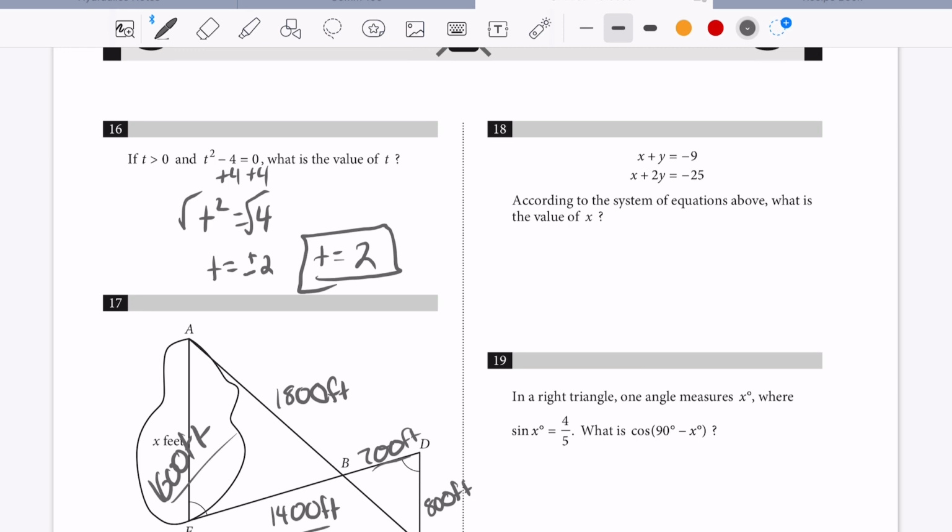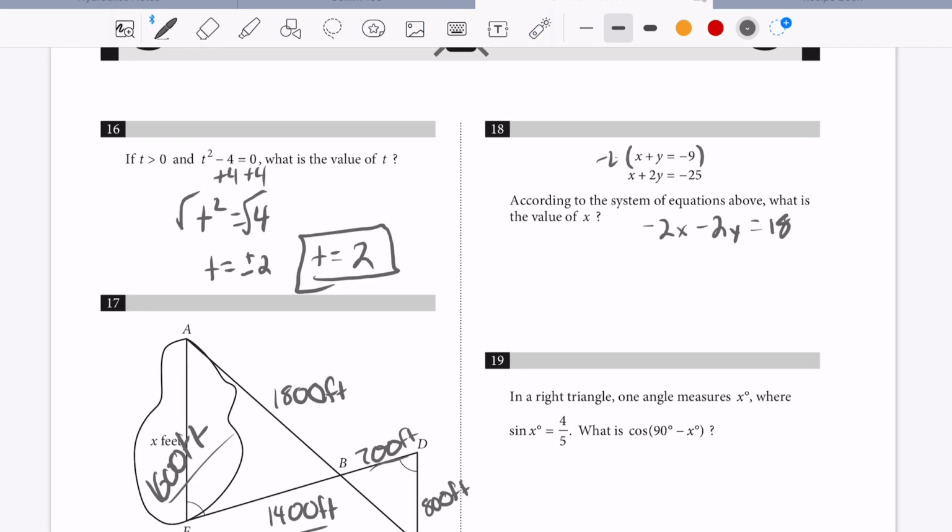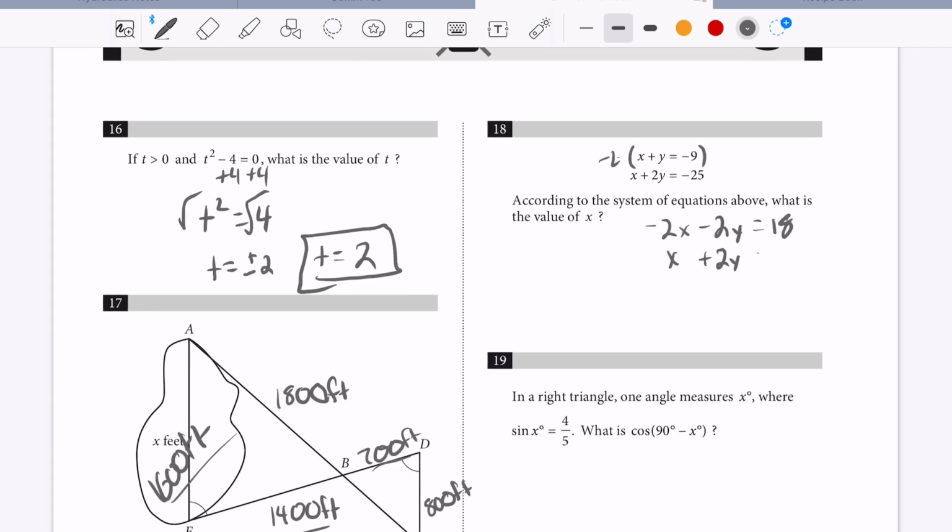Okay, I'm going to do the same thing like I did before and just do an elimination. So if I just multiply the top equation by -2, we get -2x minus 2y equals a positive 18. And then we'll bring down the second equation, x plus 2y equals negative 25. Those go away when you add them, and we're just going to be left with negative x is equal to negative 7. So x is then equal to 7. That's the answer there. X is equal to 7.